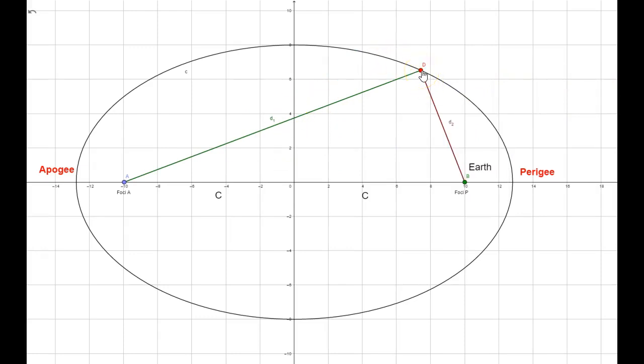This point here, rather than a satellite, I call D. From foci A to D, I call D1. From foci P to D, I call D2. In the middle, from the center of the ellipse to foci A, I call c, and from the center of the ellipse to foci P is also c. That's the same distance.